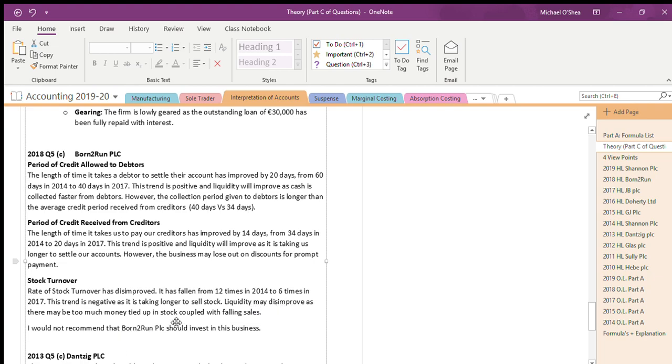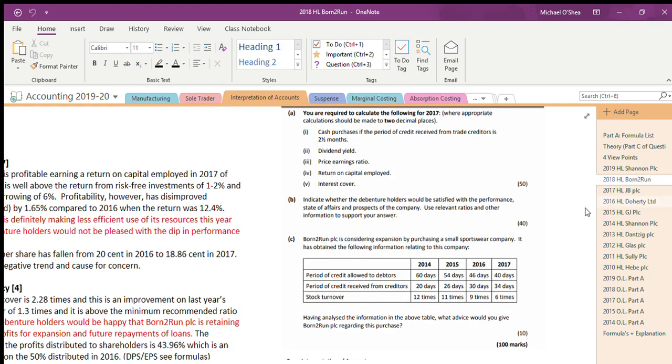Liquidity may disimprove as there is so much money tied up in stock coupled with falling sales. Obviously if you've paid for the stock previously and now you're waiting on it to sell, you're waiting on that money to come in. It means you generally probably have a lower amount of cash. So the fact that our creditors are requiring us to pay sooner than our debtors are, and the fact that we aren't selling the stock as fast as what we were before, I would recommend not buying shares in Born to Run, or Born to Run buying in this company, whatever the company was called.